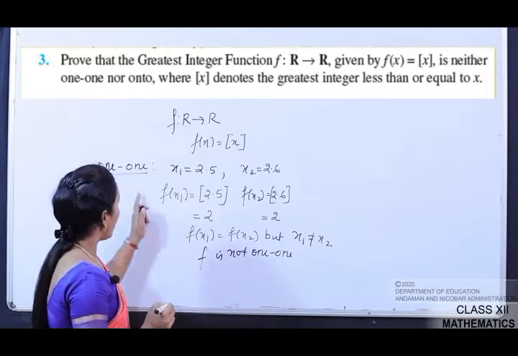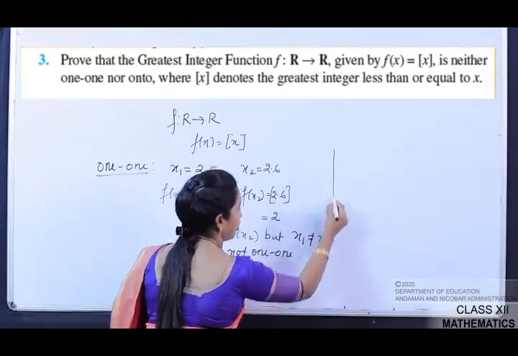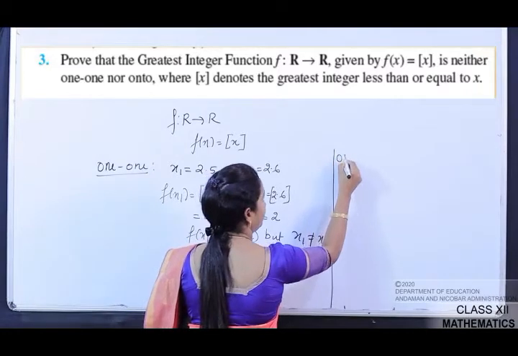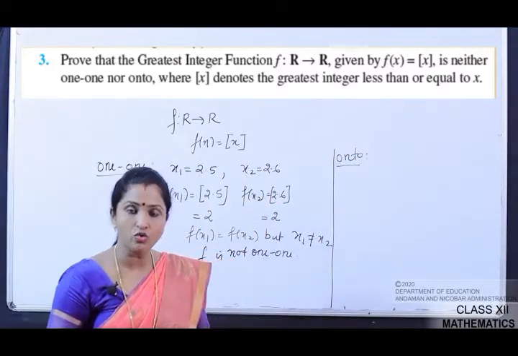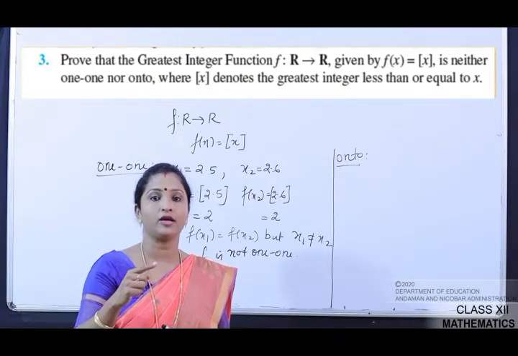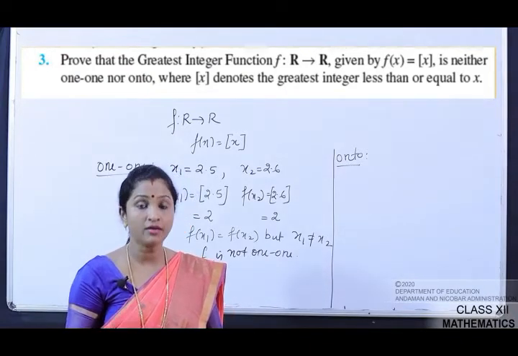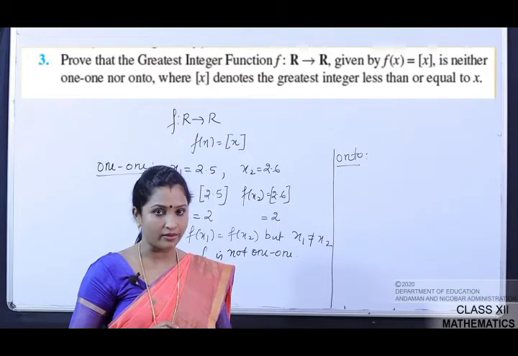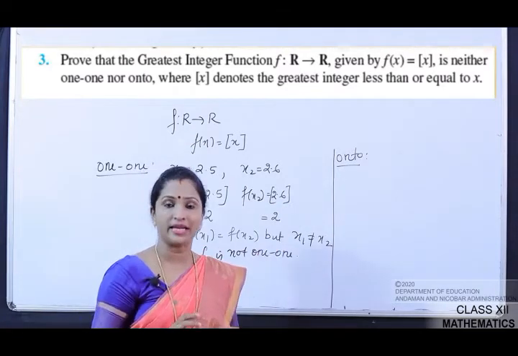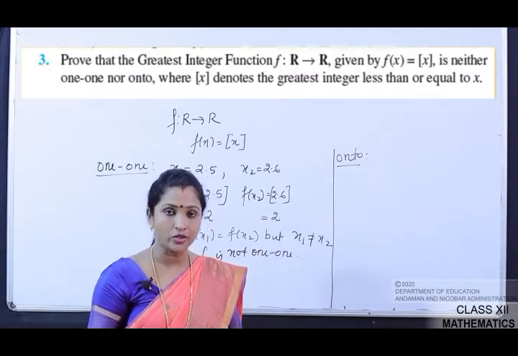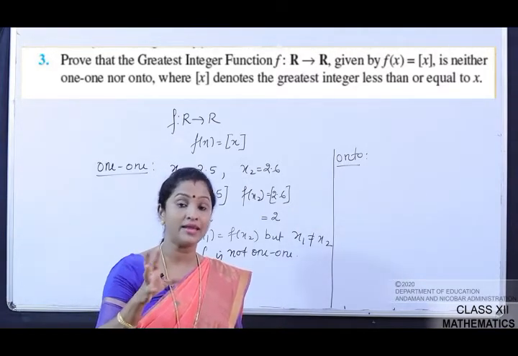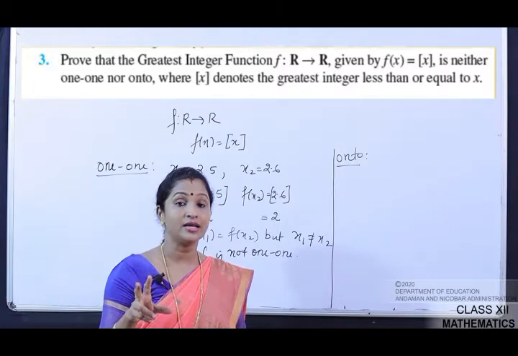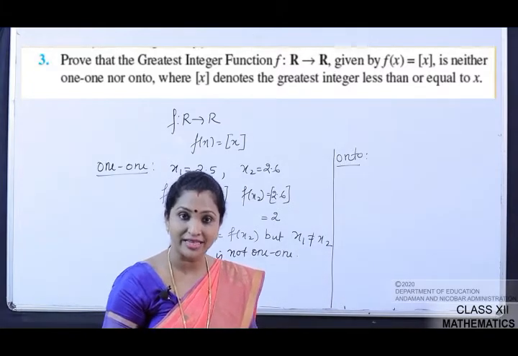Clear? Now we will prove onto. Okay, now what is the meaning of onto? Each and every element in the codomain must be having a pre-image in its domain. But here I have already explained to you with an example that it is not onto, as many elements except the integers do not have a pre-image in its domain.